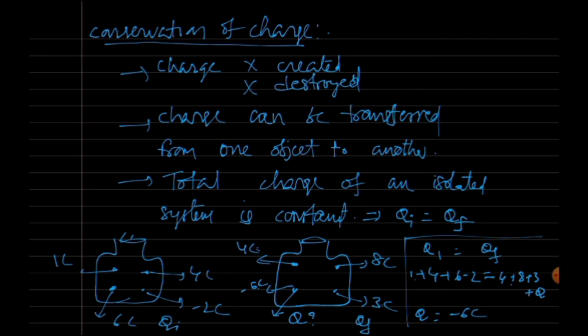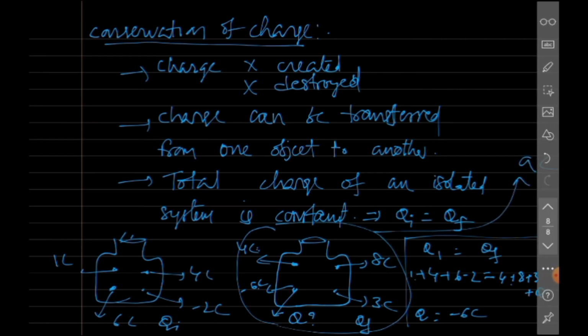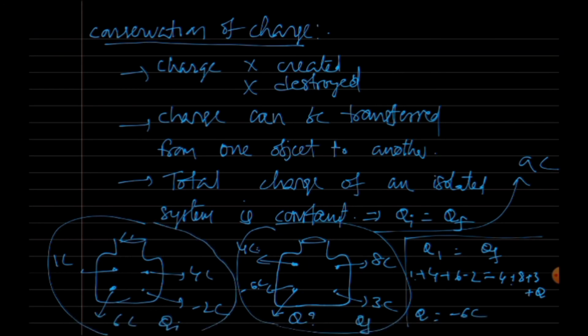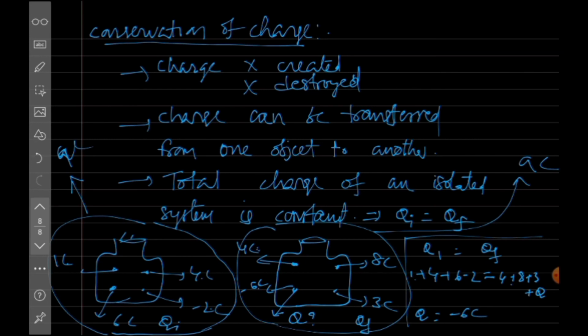Now here also you can measure. Here you will get total charge of 9 coulombs. And if you find the total charge of this one, it should be 9 as well. You measure it: 1, 4, 5, 5 plus 6, 11, 11 minus 2, 9 coulombs. That's it. So, the initial charge of an isolated system must be equal to the final charge of that system. This is what we call conservation of charge.